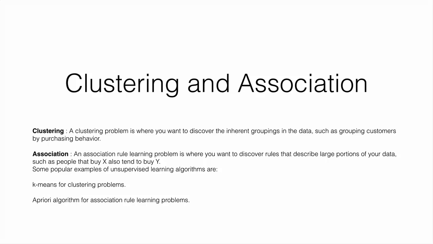And then we have a few examples here. K-means is a clustering problem. We have the Apriori algorithm for association rule learning problems. So we're going to see more of those. Okay, so what we're going to do next is get into some examples with clustering, and we're also going to look at semi-supervised learning.